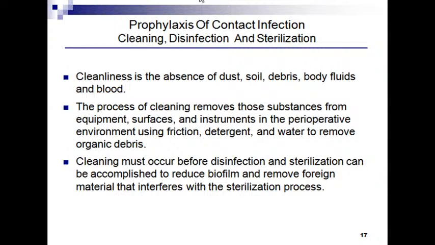Cleanliness is the absence of dust, soil, debris, or other body fluids and blood. The process of cleaning removes those substances from equipment, surfaces, and instruments in the perioperative environment using friction, detergent, and water to remove organic debris. Cleaning must occur before disinfection and sterilization. It can be accomplished to reduce biofilm and remove foreign material that interferes with the sterilization process.